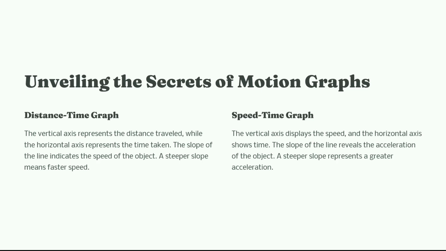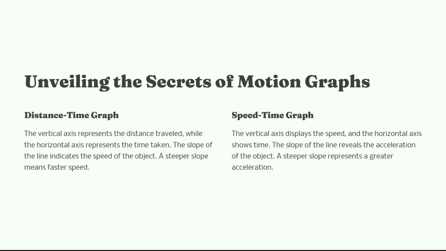Unveiling the secrets of motion graphs. Before we continue on, there is one key term that you need to know. The key term is gradient. A gradient of a graph is the same as the slope of the graph. Now let's continue.